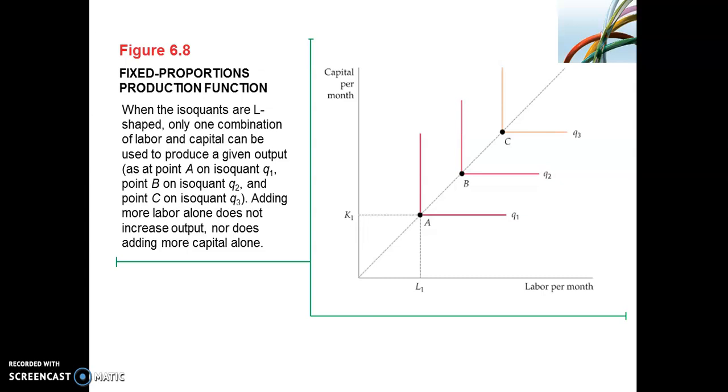So only one combination of labor and capital can be used to produce a given output on isoquant Q1, on isoquant Q2, and isoquant Q3 at those points A, B, and C. So adding more labor alone isn't going to increase output, nor does adding more capital alone. It must be increased with the same combination or proportion of labor and capital in order to increase output.